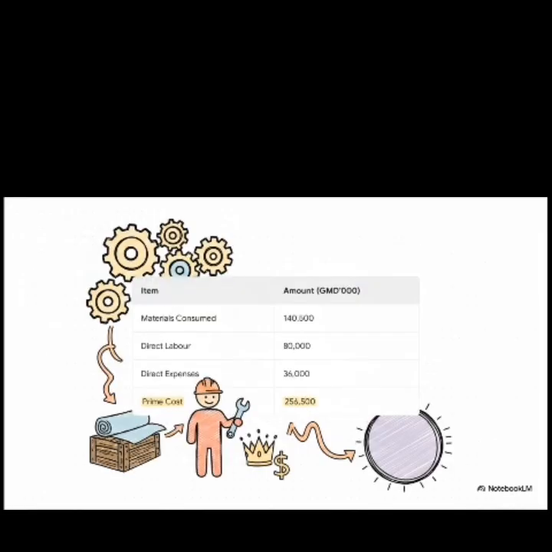We take that cost of materials, we add in the direct manufacturing wages of $80,000, and for this company, we also add direct expenses for royalties, which were $36,000. And there we have it, our first major milestone, a prime cost of $256,500.